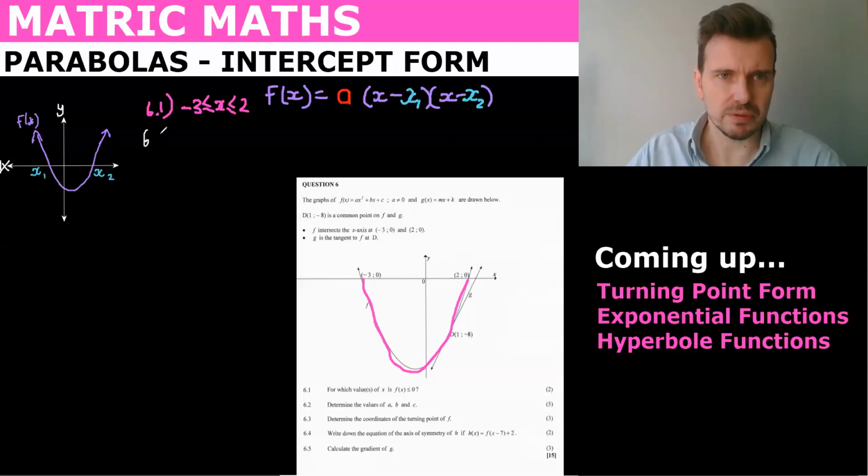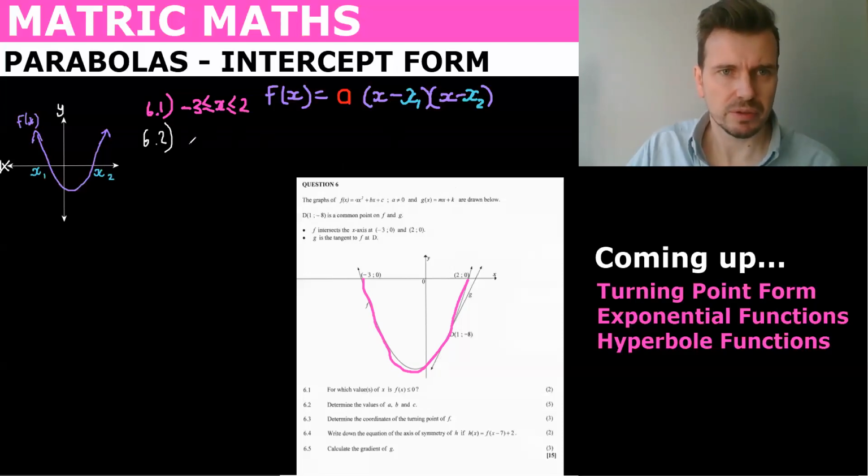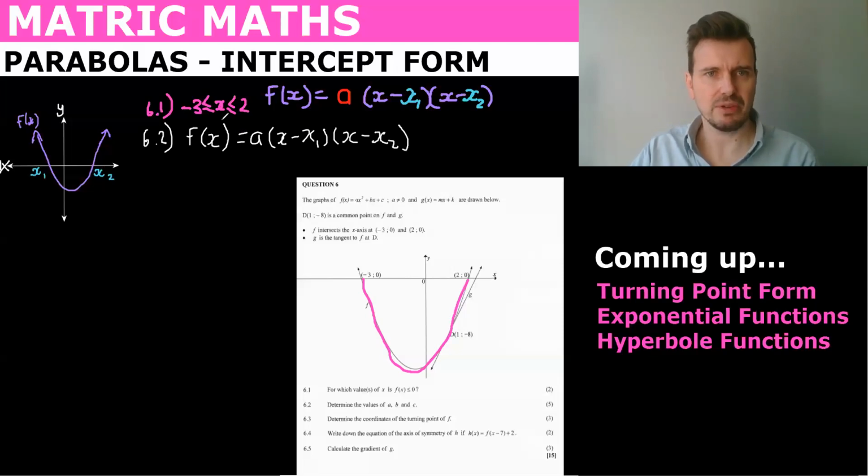Okay, so 6.2 says determine a, b, and c. So they want a, b, and c. Well, we now know that we can use f of x equals a(x minus x1)(x minus x2) in order to solve. So this is the intercept form, right? And now you can sub in values. Well, for f of x, we've got a point. We can sub in d, right? And x1 and x2.